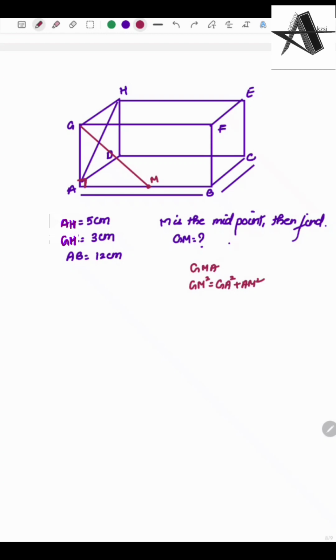Let me see whether we have GA, AM or not. GA is not mentioned anywhere. For AM, it is not mentioned separately, but they have mentioned that M is the midpoint and the whole AB is given as 12 centimeters. If M is a midpoint and AB is 12 centimeters, I can say this is 6 centimeters. So AM is 6 centimeters. At least we know AM, which is 6 centimeters.